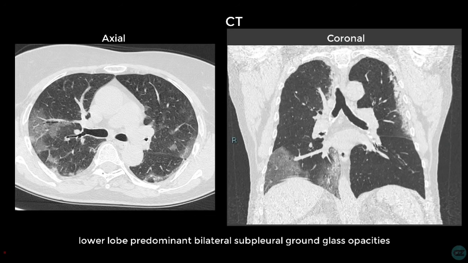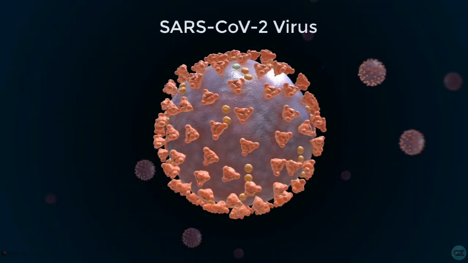The differential for these appearances includes other viral pneumonias, interstitial lung diseases such as cryptogenic organizing pneumonia, and atypical bacterial pneumonias. So that completes this video on the structure and pathogenesis of the SARS-CoV-2 virus.